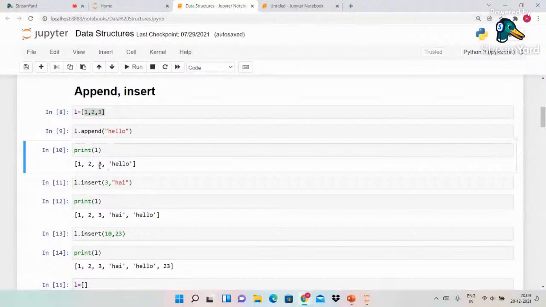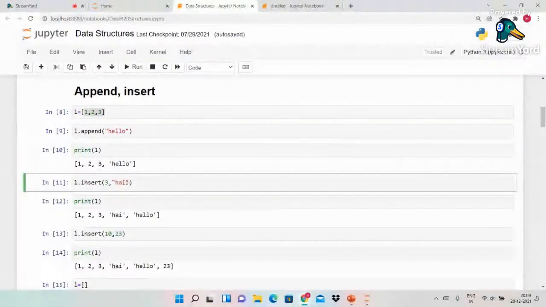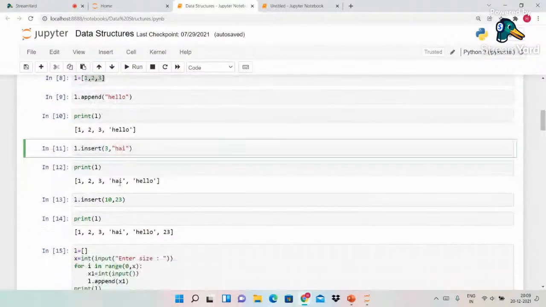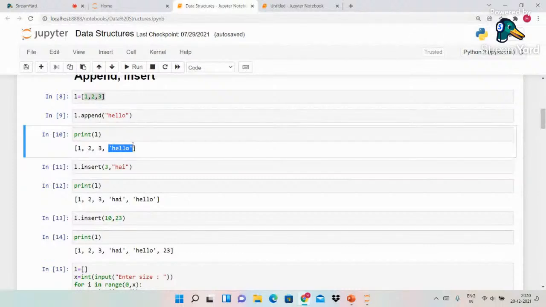Okay, now here we have insert, and at the third index this particular word will be inserted. You see, it's the 0th index, 2 is the second index, 0, 1, 2, and this is the third index. This hello is not being replaced. It is being at that position. That means you push the hello aside and you insert the hi. That is what is happening here.